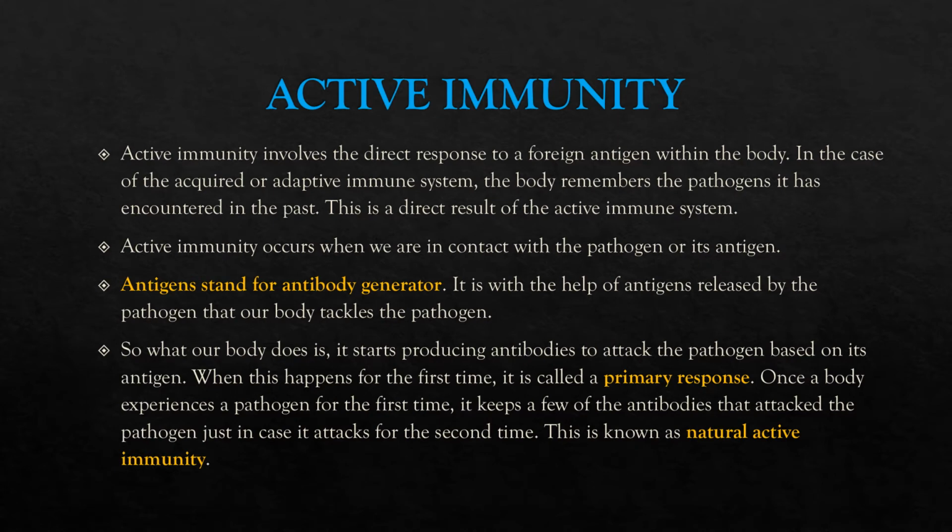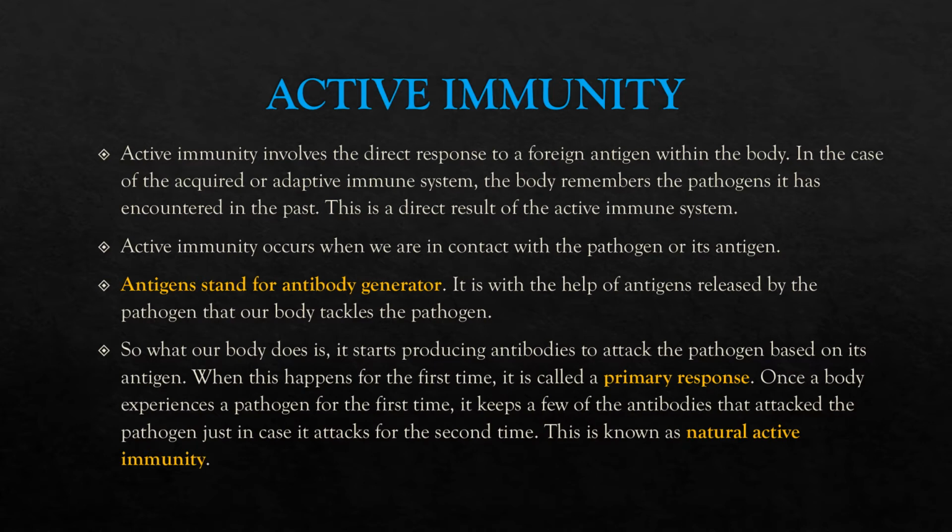What is active immunity? Active immunity involves the direct response to a foreign antigen within the body. In the case of the acquired or adaptive immune system, the body remembers the pathogens it has encountered in the past. This is a direct result of the active immune system. Active immunity occurs when we are in contact with the pathogen or its antigen.